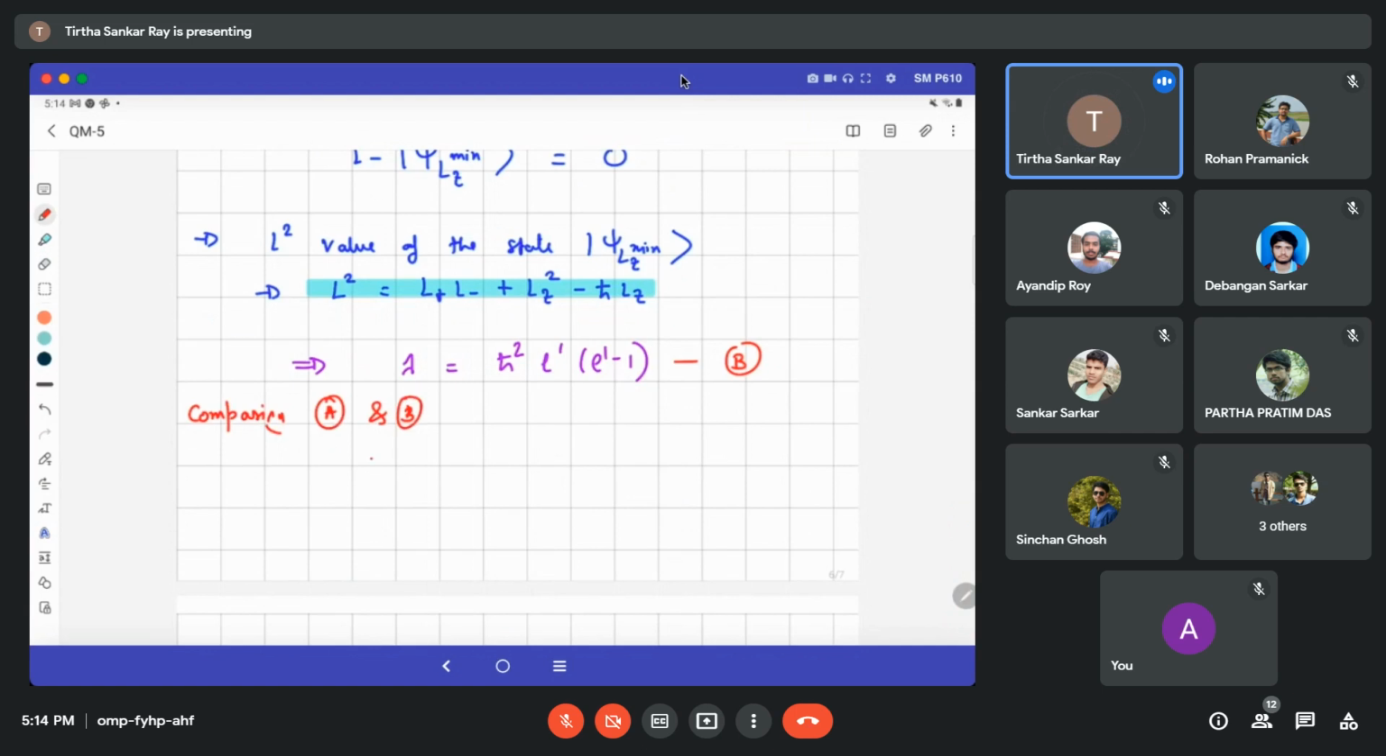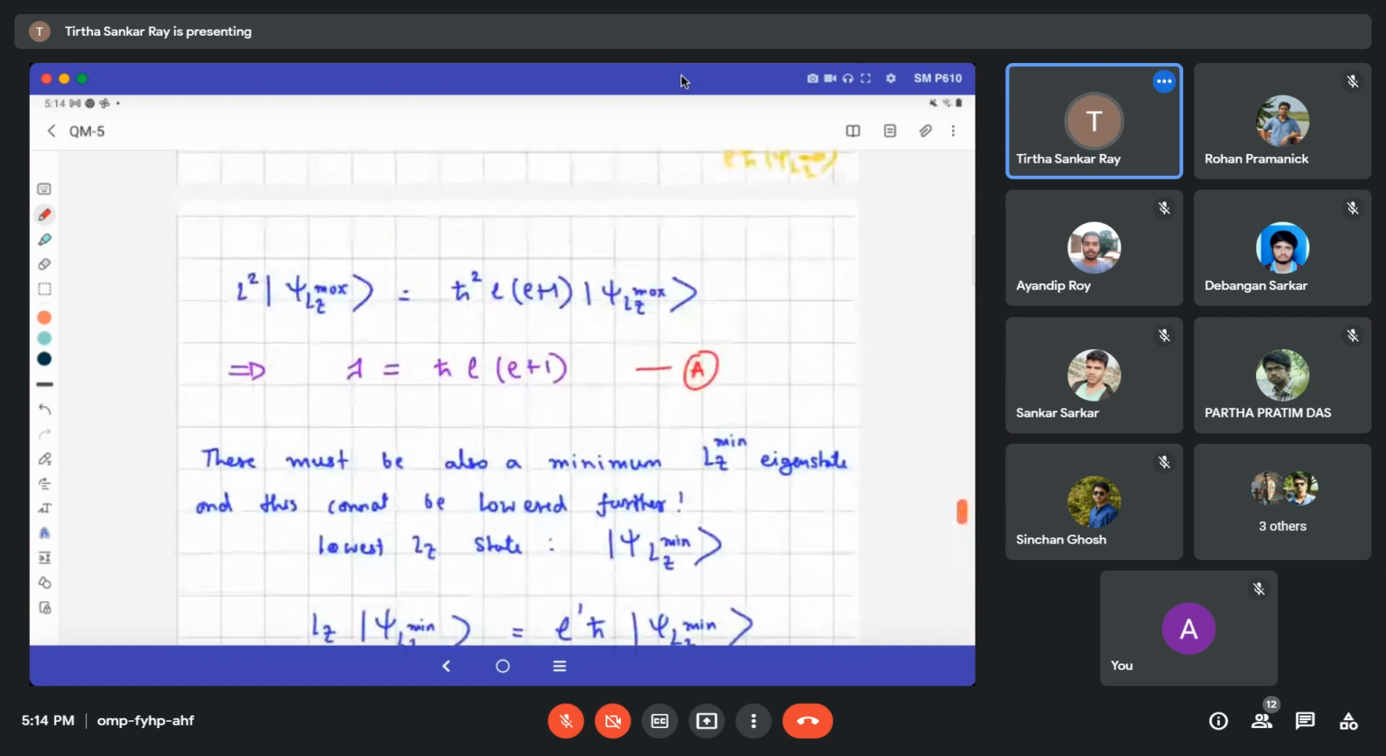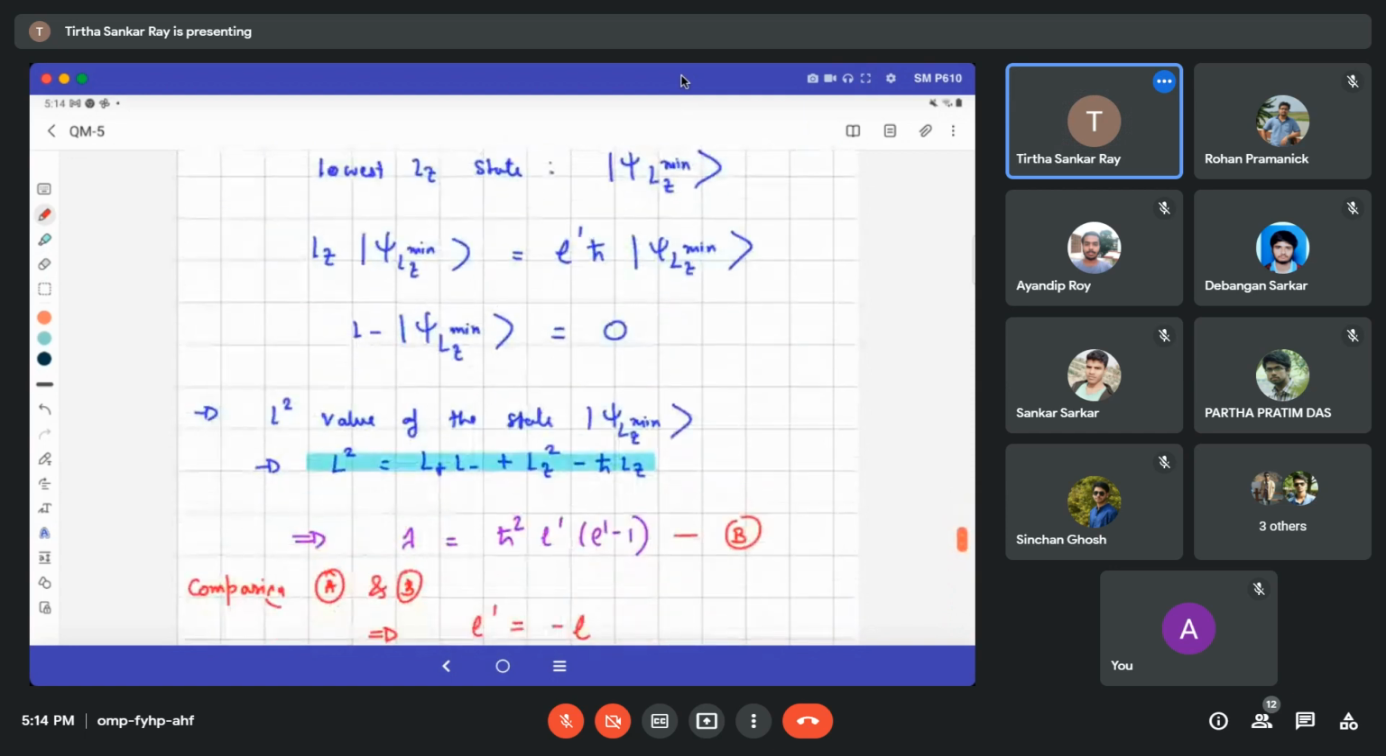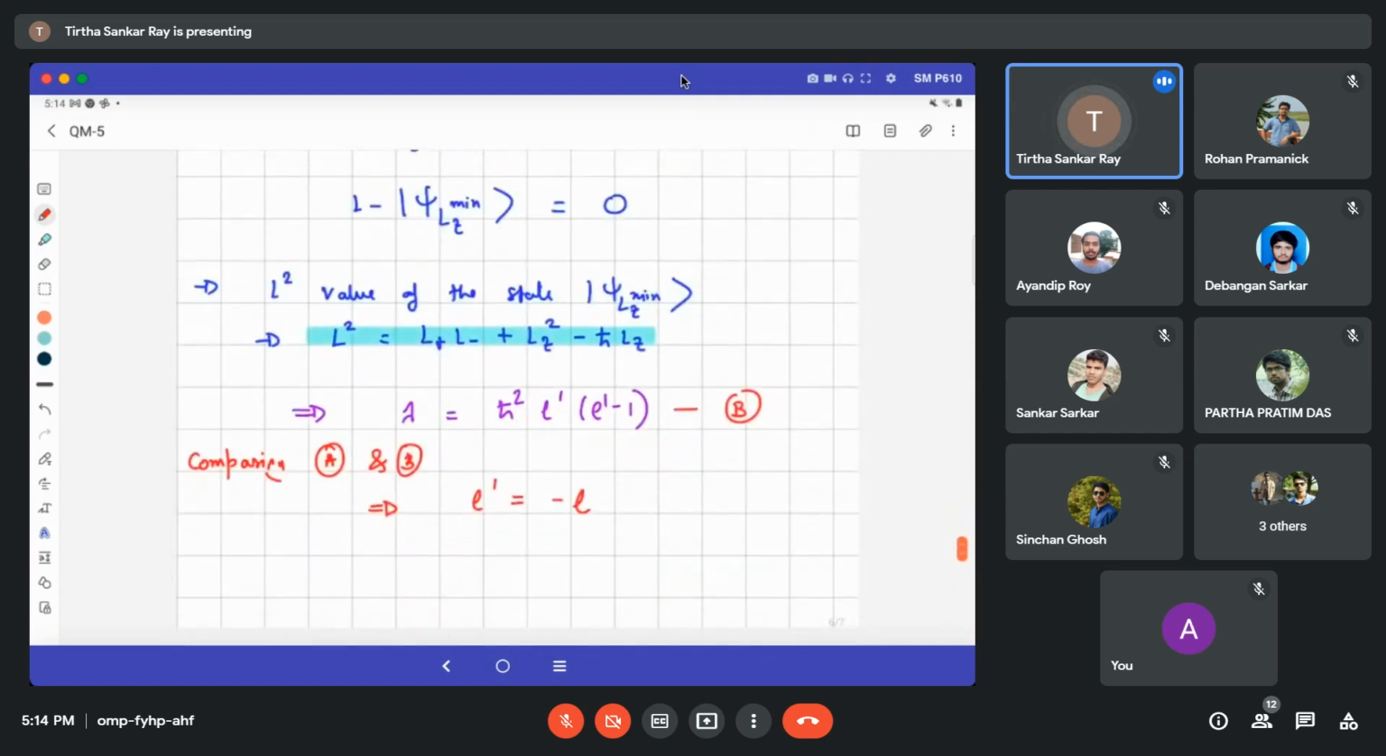A and B, we come to this conclusion that L prime is equal to minus L. That is the only possibility. Only then can these two things be equal to each other. The other possibility is, of course, L prime is equal to L plus 1, but this is not acceptable.